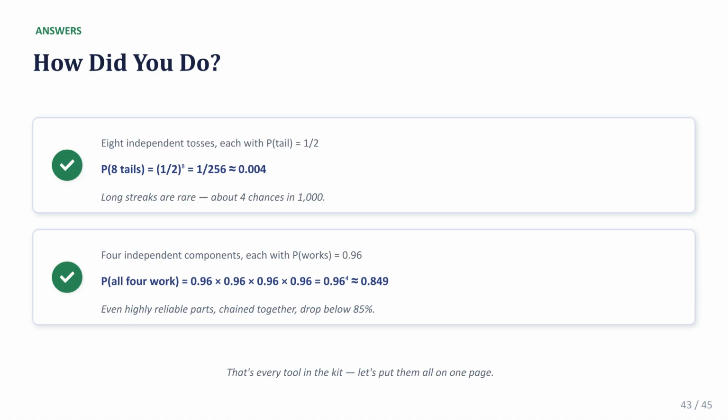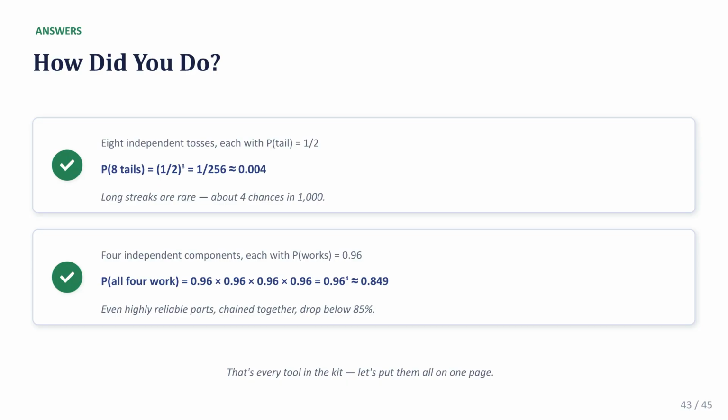For the 8 tails, multiplying 1/2 by itself 8 times gives 1 over 256, or about 0.004. For the 4 components, 0.96 to the power of 4 is approximately 0.849. Even with high-quality parts, chaining them together reduces the system's overall reliability.